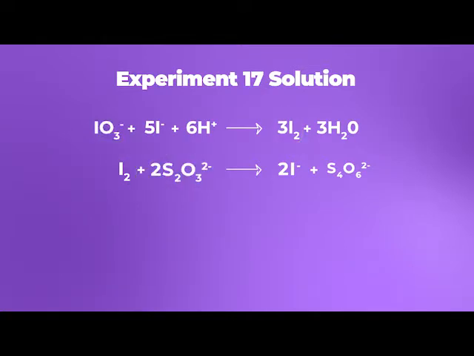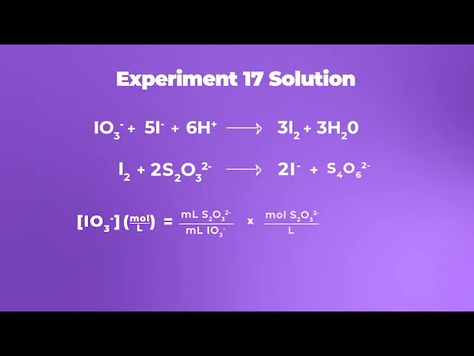So when we figure out the calculation for iodate concentration in the solution that we started with, we will first have the amount of thiosulfate we added in the titration divided by the amount of iodate solution that we began with, multiplied by the concentration of the thiosulfate solution that was in the burette when we titrated it, multiplied by the ratio that we just talked about, which is 1 mole of iodate ion to 6 moles of thiosulfate. Once we add all these numbers in, we can determine the concentration of iodate in solution.